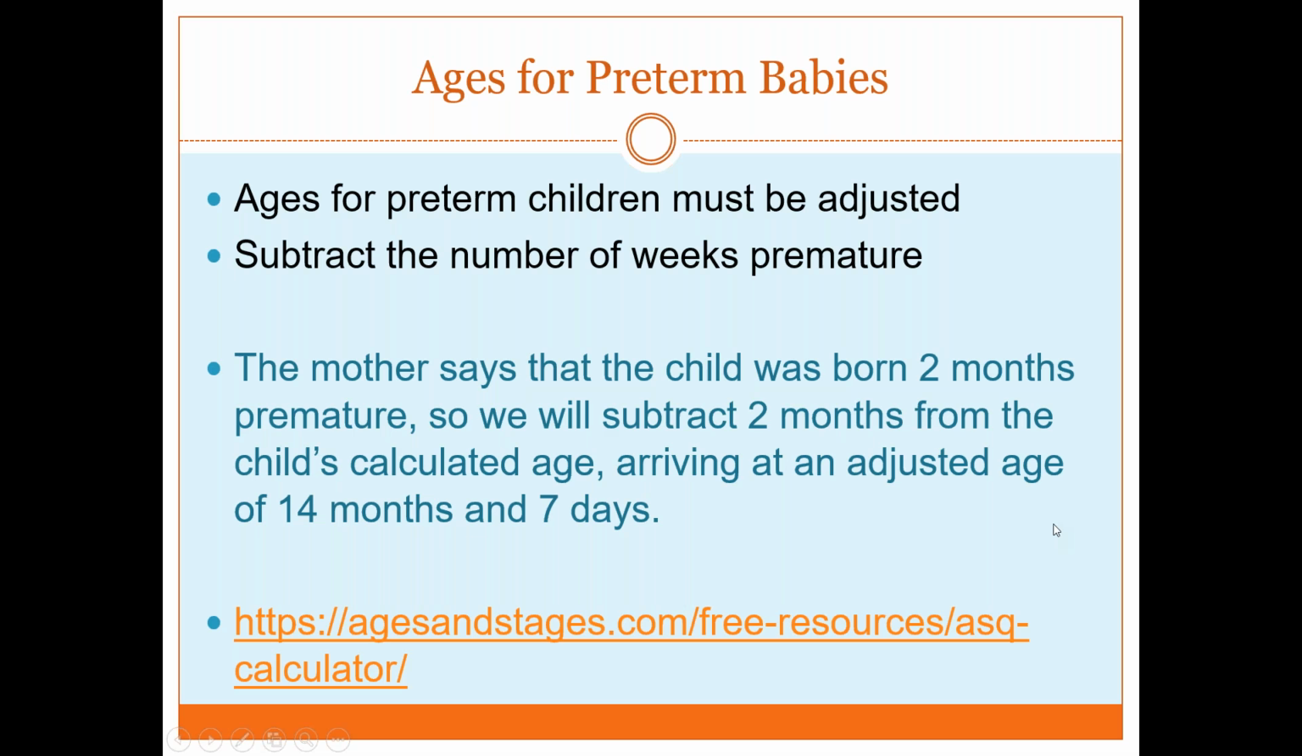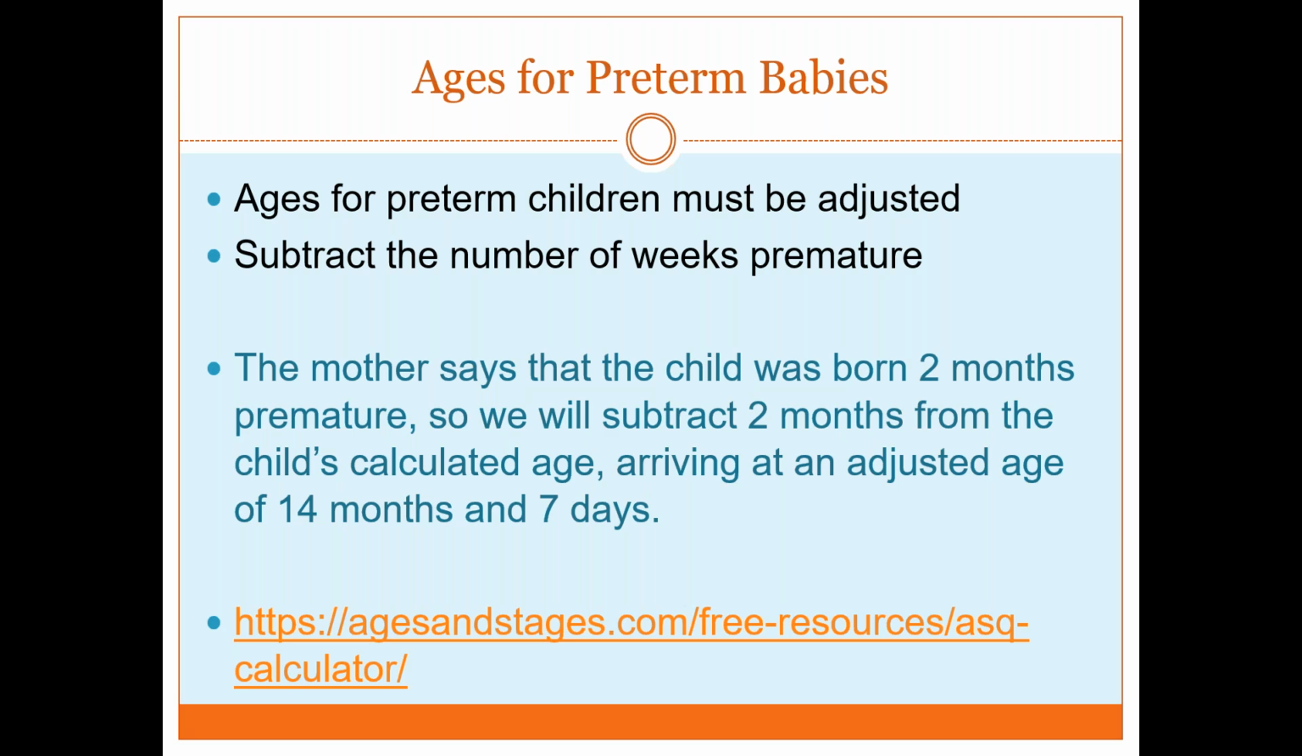One thing to note is that there's a special consideration made for preterm babies. Preterm babies, their ages must be adjusted. So for 24 months and under, if the child is 3 weeks or more premature, we expect preterm babies' development to catch up after 2 years old. So we only do this for 24 months and under, and we only do this if the child was 3 weeks or more premature.